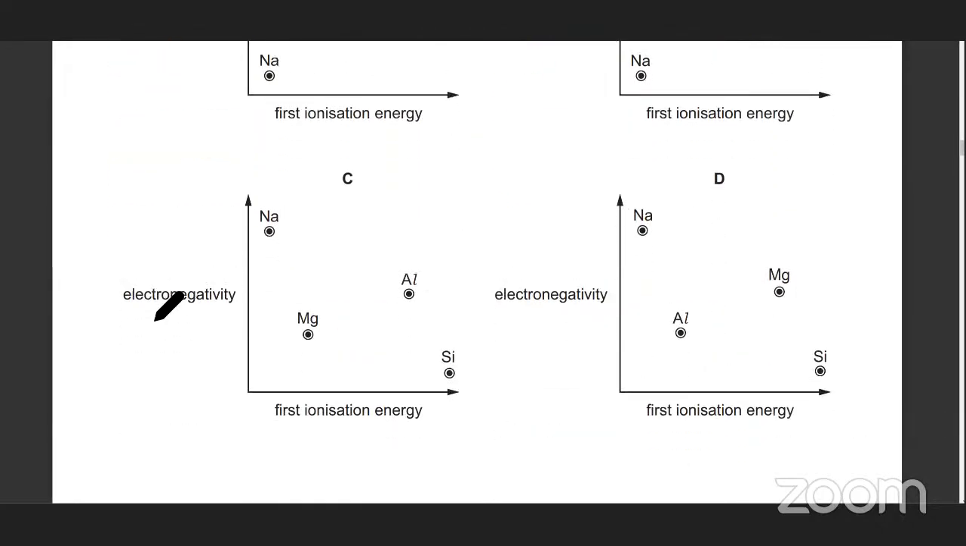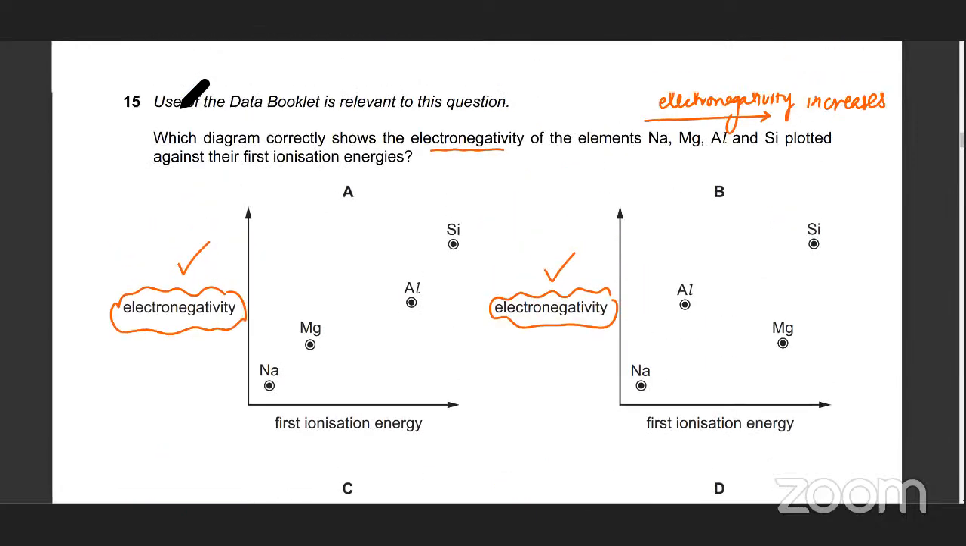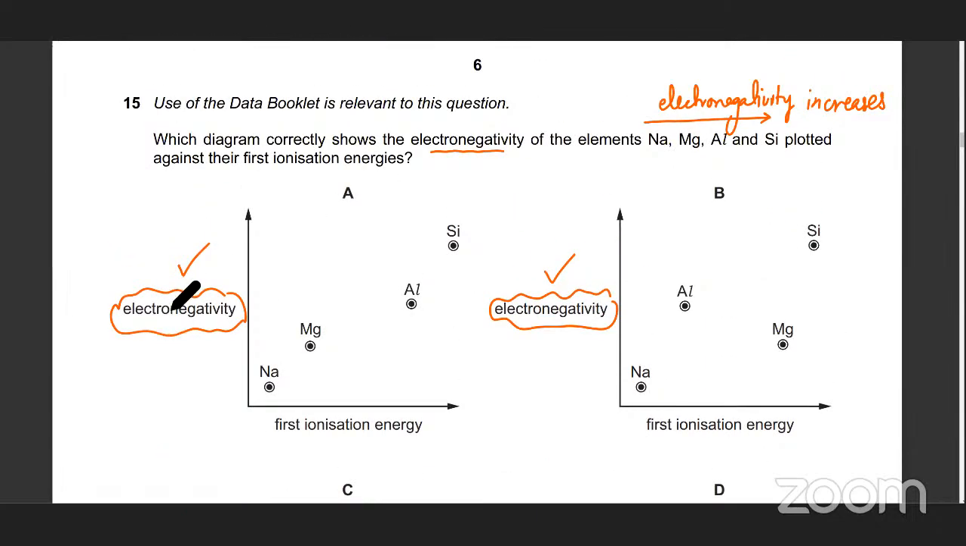These two are probably incorrect because for electronegativity, they've given Na as vertically the highest, the most electronegative. That's wrong. And this one is wrong as well. So we've just checked one of the axes at the moment, the electronegativity axis. A and B options are the ones that look correct.